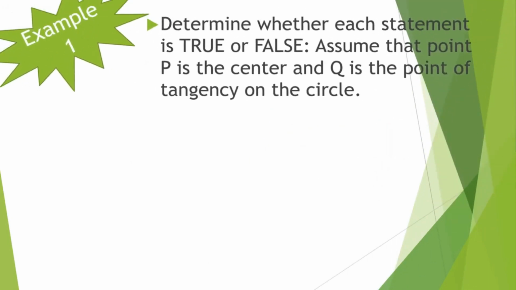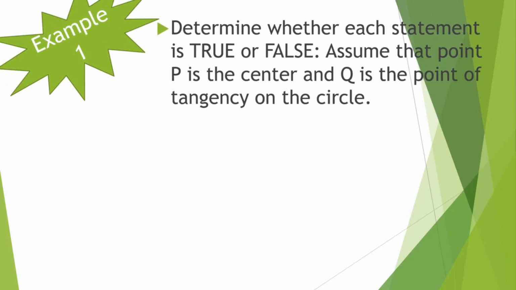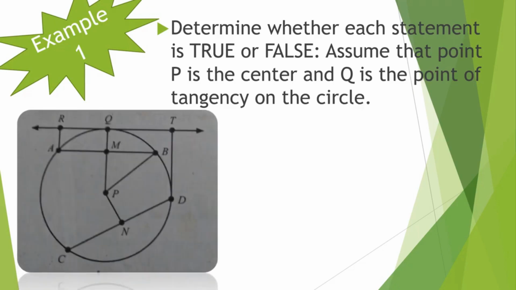Now these examples. Example number 1. Determine whether each statement is true or false. Assume that point P is the center and Q is the point of tangency on the circle. So we have here the illustration. Letter A: the measure of angle TQP is equal to 90 degrees. Yes, this is true according to the first property, since RT is a tangent line and QP is a radius of the circle. The radius and the tangent line are perpendicular to each other.